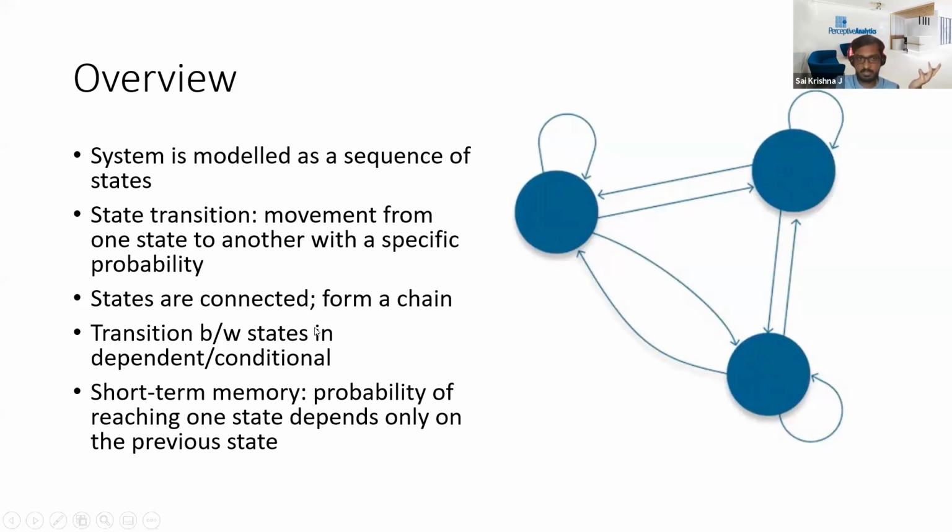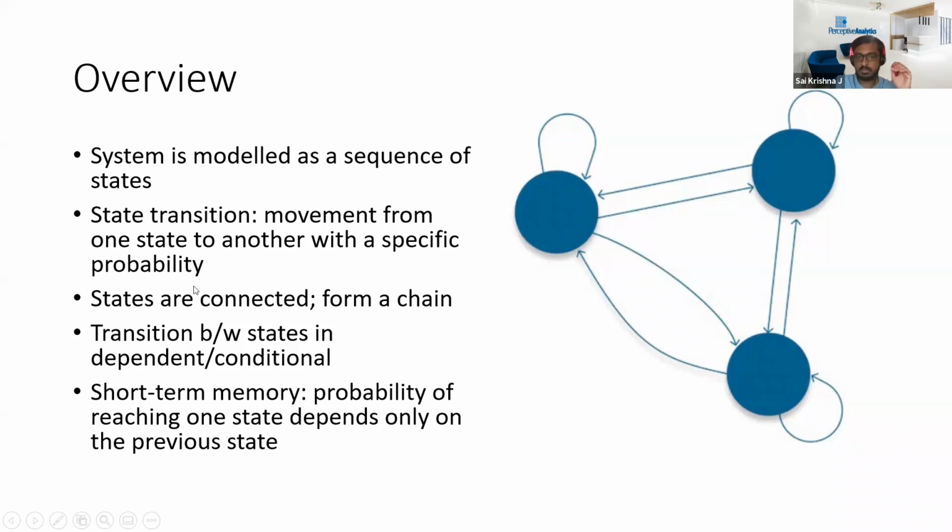Now this transition between the states is dependent or conditional. What do I mean? That is where the probability factor is involved. Given that I am in the state S1 today, there is a probability, or you can say there is an X% chance, that I will go to a state S2 tomorrow. So that is what you say, it's dependent or conditional.